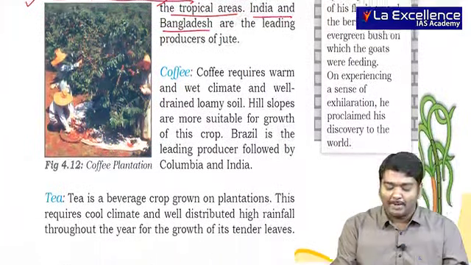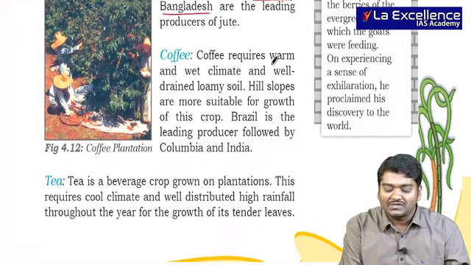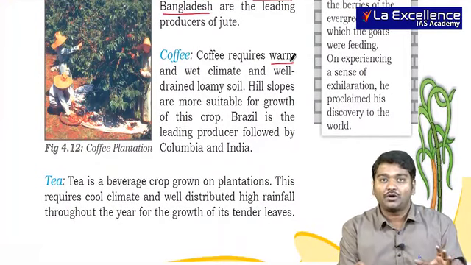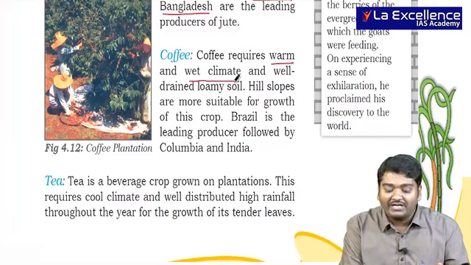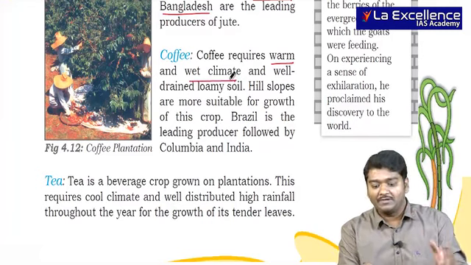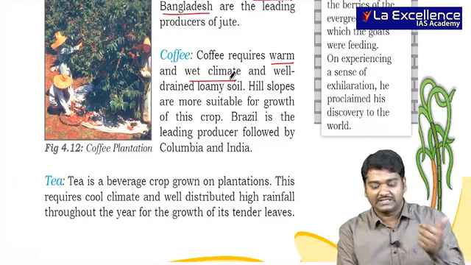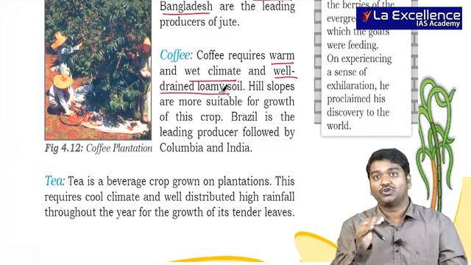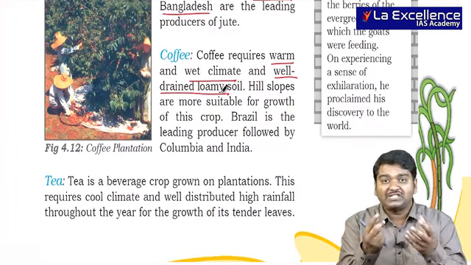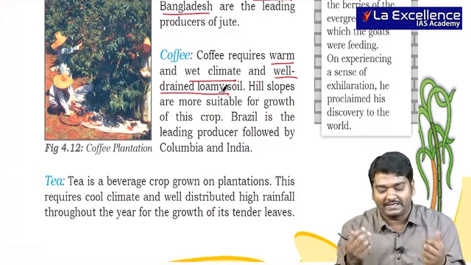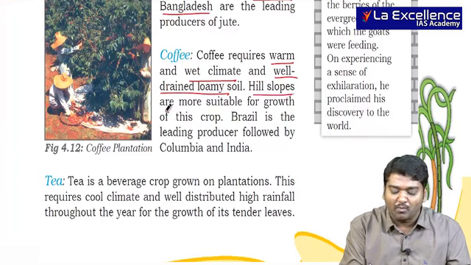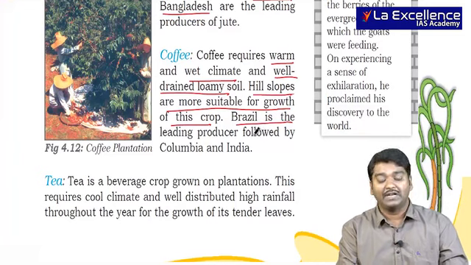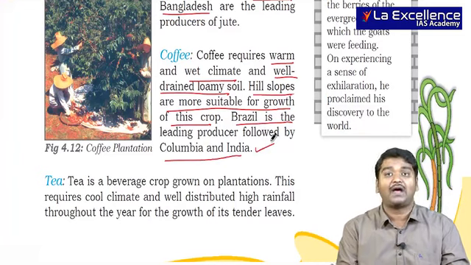Then we need to talk about coffee. Coffee requires warm, meaning good temperature, where we are talking about the tropical region. Wet climate, rainfall should be heavy. Western Ghats, northeast is the area. Well drained loamy soil, that is, you should have a good mixture of sand and silt. Hill slopes are more suitable for the growth of this crop. Brazil is the leading producer, followed by Colombia and India.